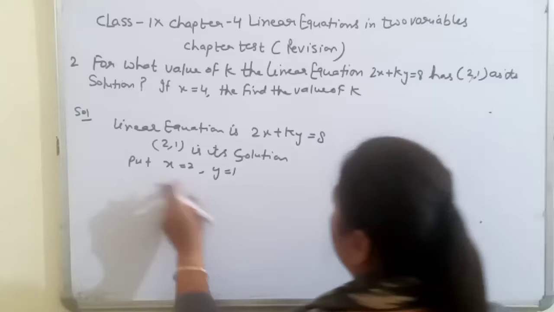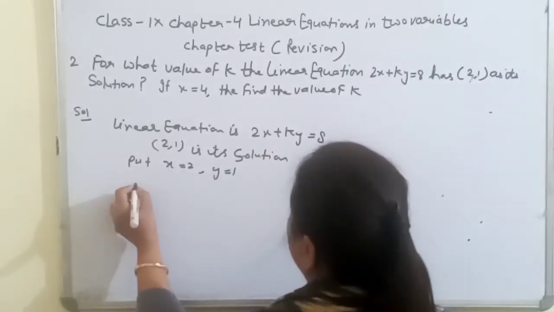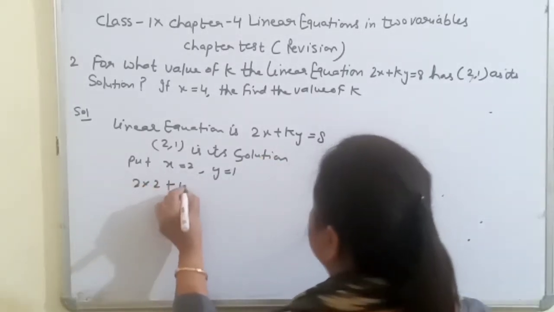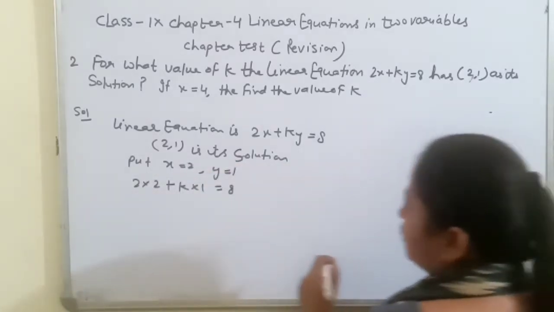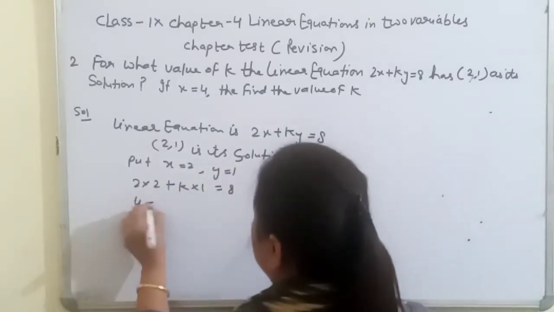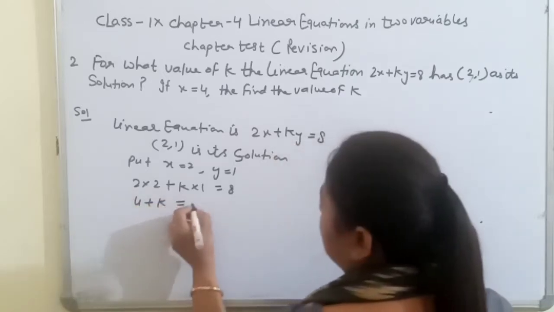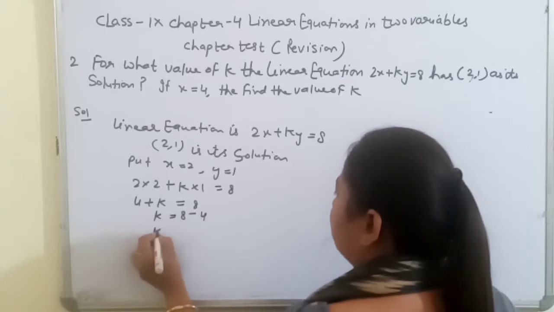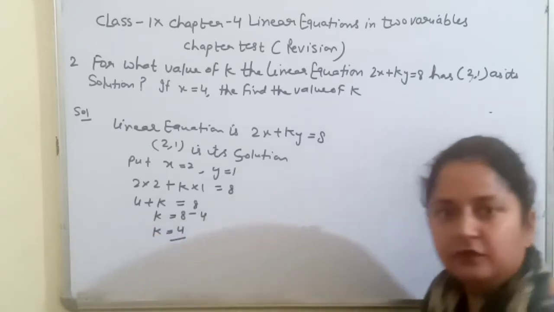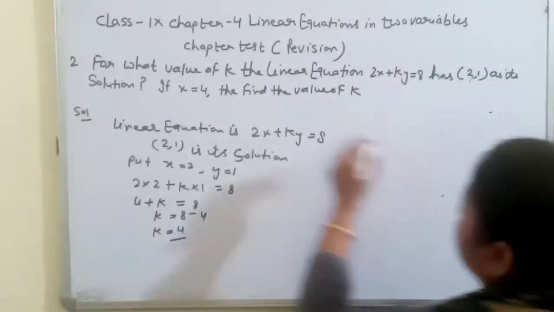So substitute the values of x and y in the given equation: 2 into 2 plus k into 1 equal to 8. It is given that 2 and 1 are the solution of the equation. 4 plus k equal to 8. So what is the value of k? This is 8 minus 4. Value for k is 4. Now let's see the next question.